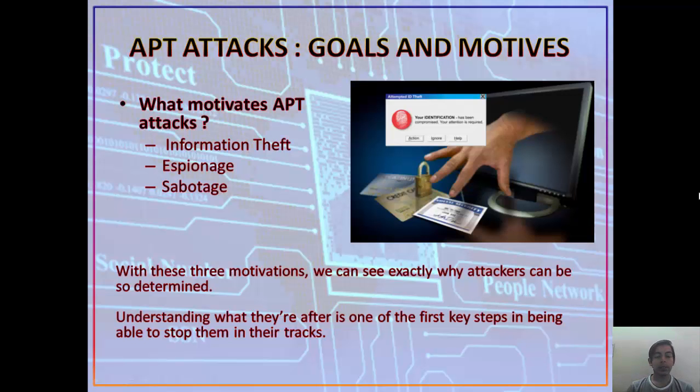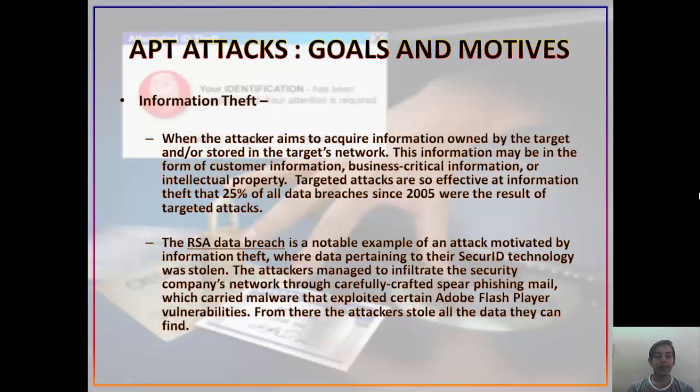Now moving forward, what are the goals and motives behind an APT attack? What motivates APT attacks is basically divided into three categories: information theft, espionage and sabotage. Now what is information theft? It is when the attacker aims to acquire information owned by the target or stored in the target's network. This information may be in the form of customers' information, business-critical information or intellectual property. Targeted attacks are so effective at information theft that 25% of all data breaches since 2005 were the result of targeted attacks. The RSA data breach is a very notable example of an attack motivated by information theft, where data pertaining to SecurID technology was stolen.